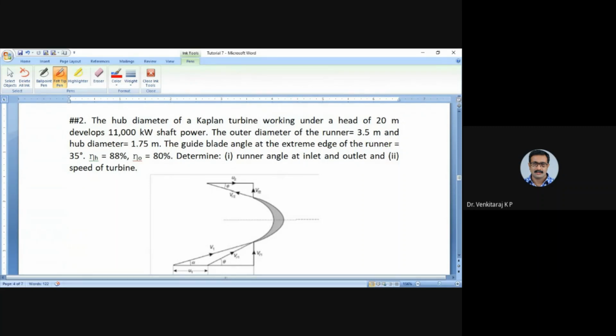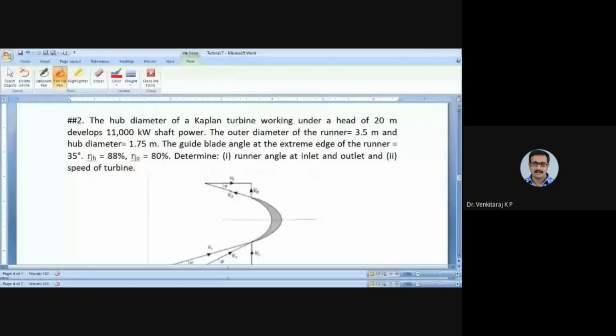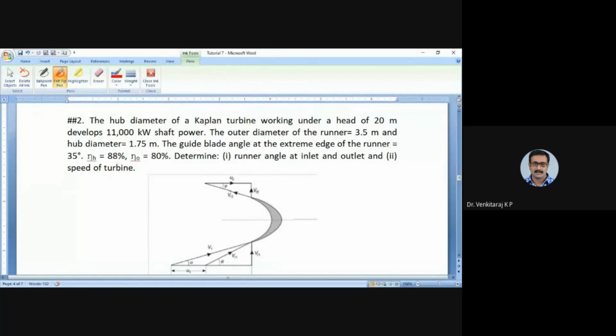So the second problem: the hub diameter of a Kaplan turbine working under a head of 20 meter develops 11,000 kilowatt shaft power. The outer diameter of the runner is 3.5 meter, the hub diameter 1.75 meter, the guide blade angle at the extreme edge of the runner 35 degree, hydraulic efficiency 88%, overall efficiency 80%. Determine runner angle at inlet and outlet and the speed of the turbine.